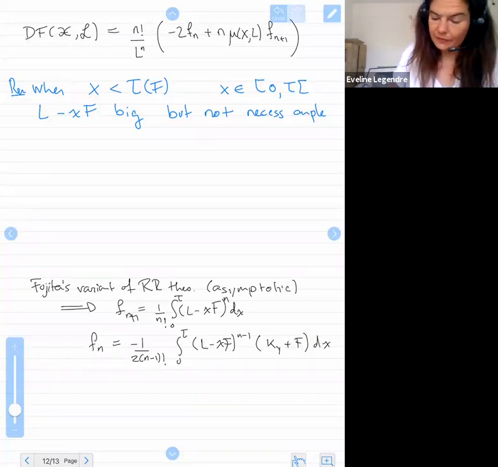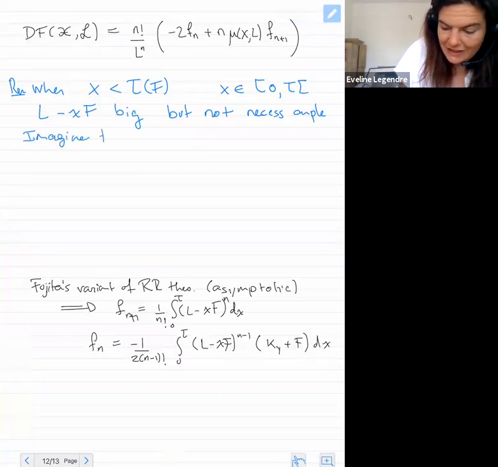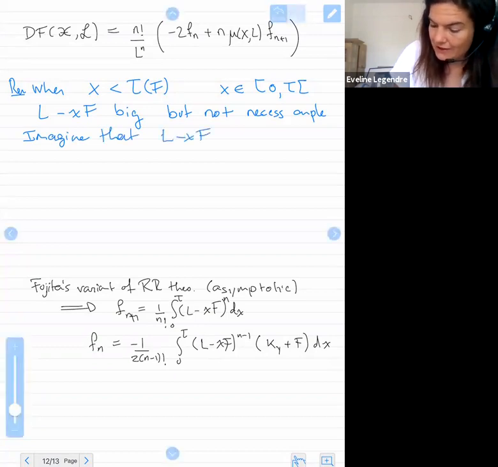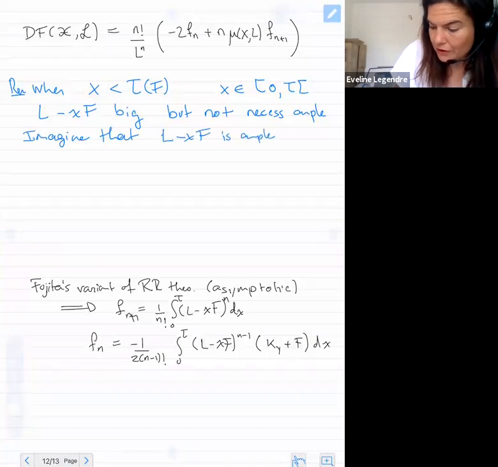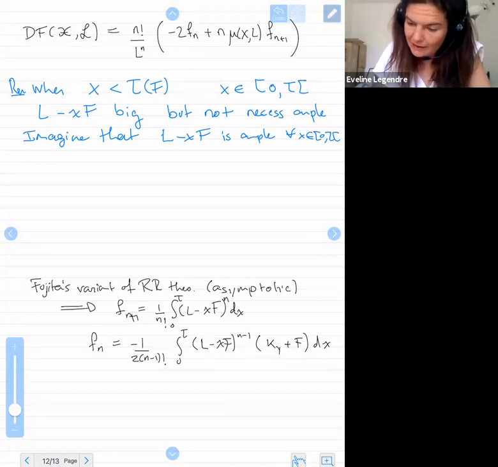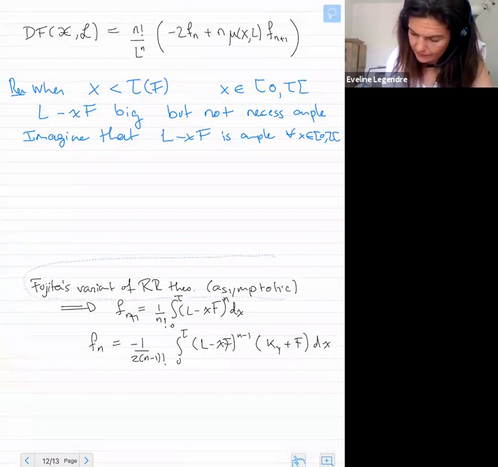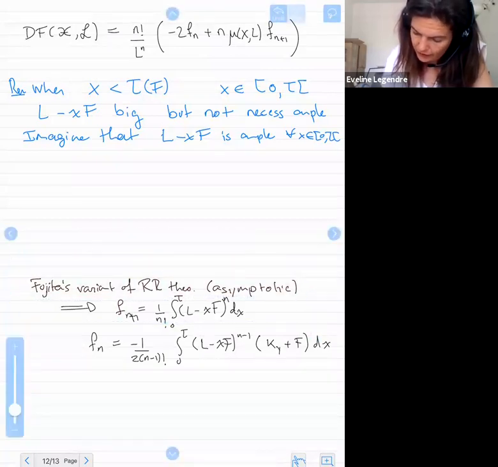So imagine, if it's completely false, imagine that L minus xf is ample for all x in (0, tau). In general, it's not true. But if it's true, then you can use directly Fujita's variant of the Riemann-Roch theorem to prove the following.